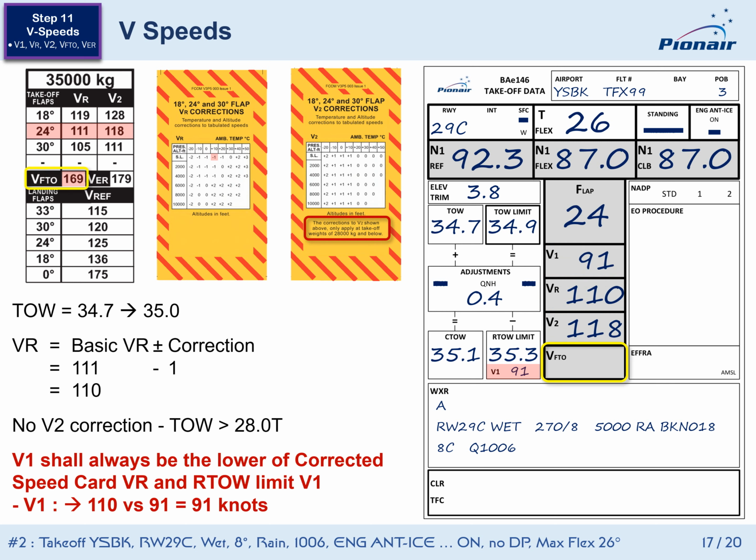We're almost there. We can grab the VFTO of 169 from the speed card and write it on the toll card. And that's pretty much the end of the speeds for the toll card. And just a reminder that while we don't write the VAR speed on the toll card, we will be bugging it from the speed card onto the ASI where it's always VFTO plus 10 knots. Let's head towards the finish line of step 12, noise abatement.